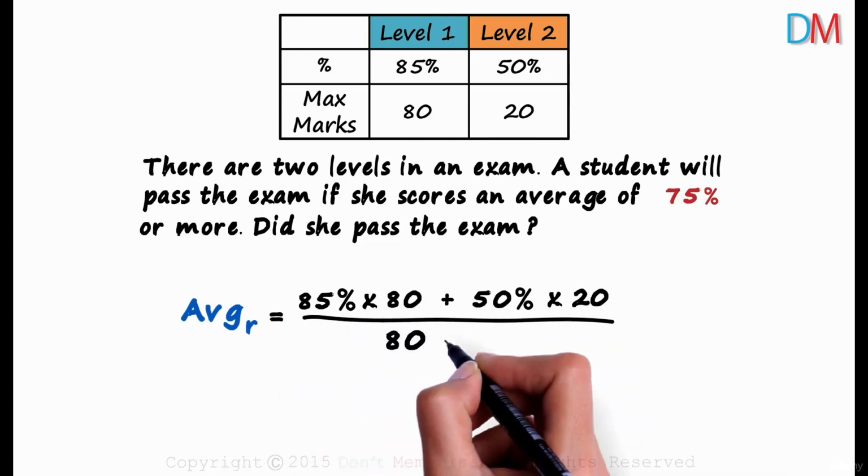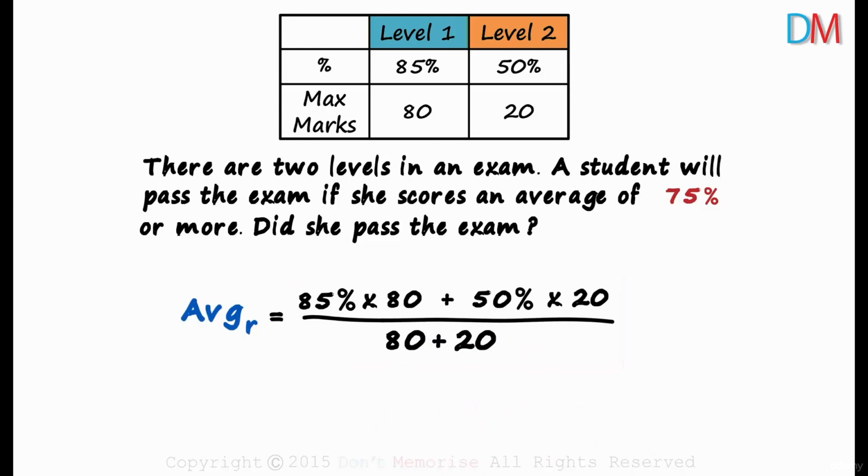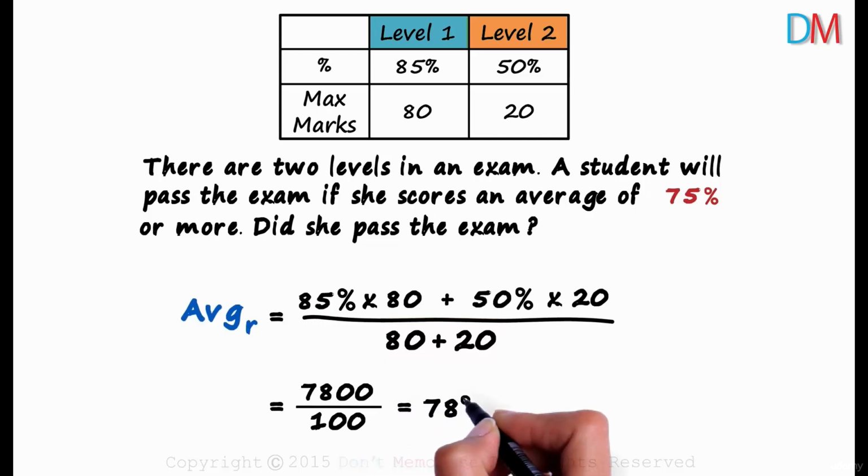That will equal 80 plus 20. This will give us her overall percentage. Now don't write this as 85 over 100 and this as 50 over 100. That will just complicate the calculations. As both quantities have percent, we don't write them as something over 100. 85 times 80 is 6,800 and 50 times 20 is 1,000. The sum is 7,800. And in the denominator, we have 100. This gives us the answer as 78%.